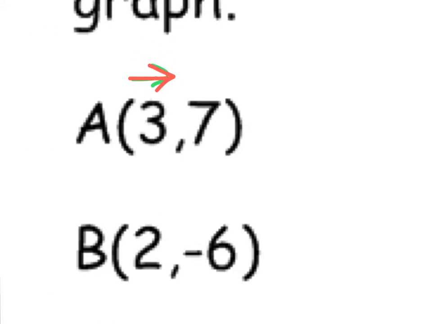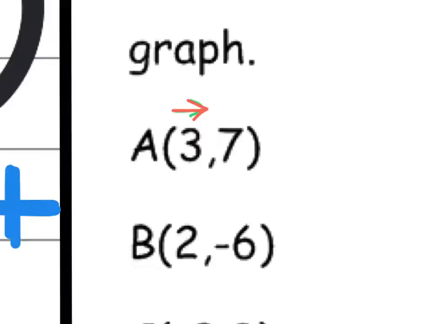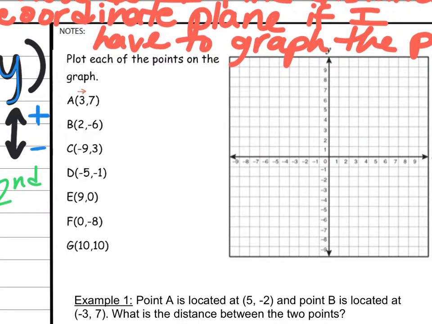And then the second number is +7. So that's either up or down. On a graph, think about where the positive y's are. Would you please point the direction it should go? +7, up or down? I see most of us pointing up. Thank you. So you follow the directions. We're going to go right 3 and up 7.